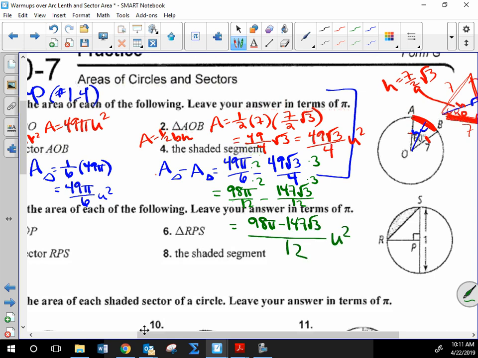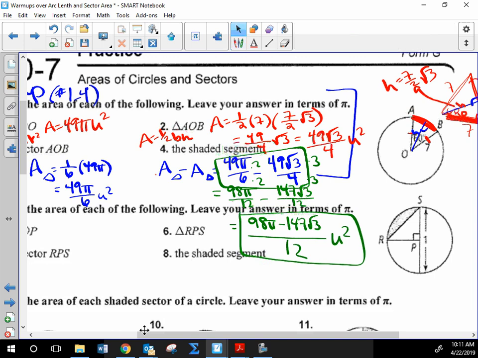Honestly, though, I would probably do it like this. But I just want to see what it would turn out. Okay, questions with that? You will see this again on your test in various forms. Okay, questions with this?